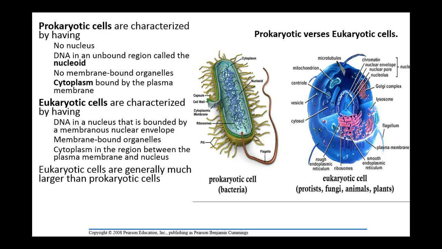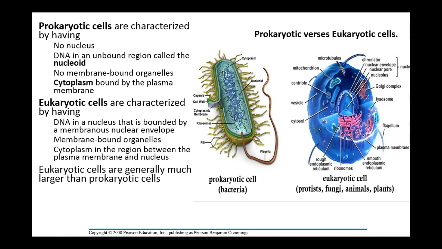Prokaryotic cells, again, it bears repeating because this is important information. Having no nucleus, DNA is in an unbound region. Now, there's no nucleus, but the DNA kind of stays in one area called a nucleoid. So it's kind of a precursor to a nucleus. It doesn't just float around. There are no membrane-bound organelles, but the cytoplasm is bound by a plasma membrane. So this is a unique cell. It has its own unique space.